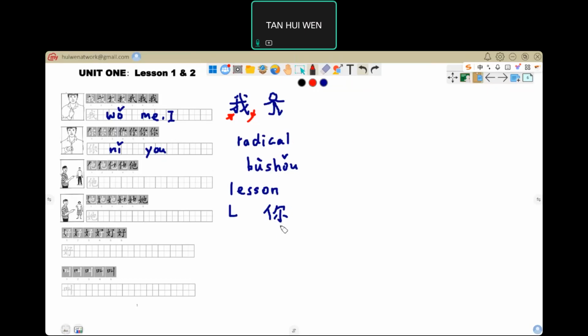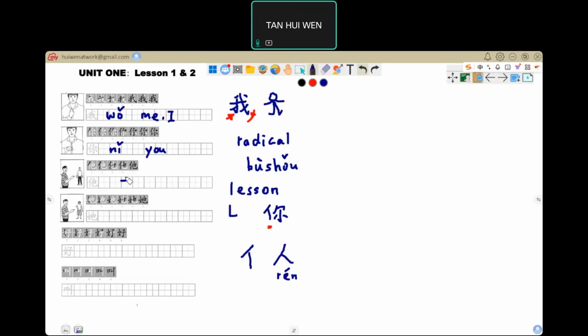Let's say this word, 你, ni. The radical for ni is this one. This one is a person radical, which comes from this word, 人, ren. Ren is a person. So when it becomes a radical, it needs to change its shape in order for other components of the character to fit in and become a new word. So anything with a person radical is related to a person. Like this one, 你, is you. The radical is 人.